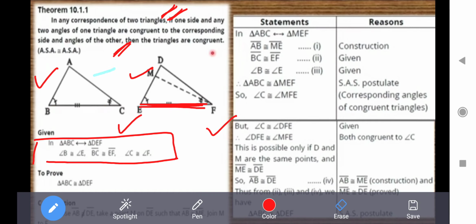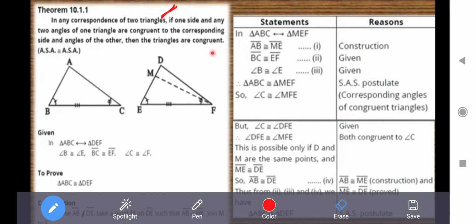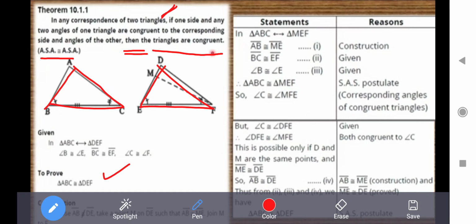Now what will we do? After writing the given, we move towards what we need to prove. We will write the statement in mathematical terms, which is written in words over here. Then the triangles are congruent, meaning triangle ABC is congruent to triangle DEF. So we need to prove this.